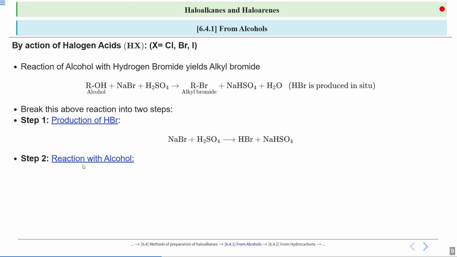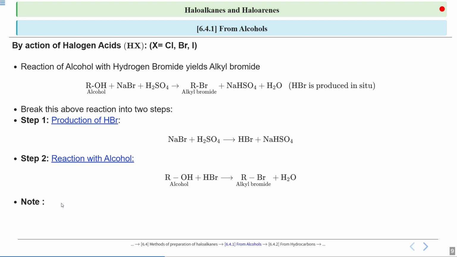Step 2 involves the reaction with the alcohol. Okay, so because you are getting your hydrogen bromide, now you have to react it with the alcohol, right? So you will react the hydrogen bromide with the alcohol, and you will get the desired alkyl bromide. From the hydrogen bromide you are getting alkyl bromide plus water as a side product.